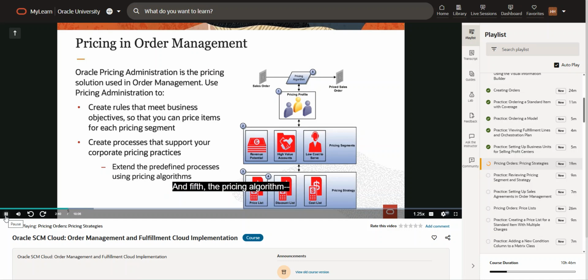And fifth, the pricing algorithm. This is the engine behind the scenes. You configure how pricing administration actually calculates prices, including the use of algorithms and service mappings. The system is designed to be flexible so that you can extend these processes and tailor them for your own complex pricing scenarios. Setting these up gives you the control to align pricing practices with your company's goals and the needs of your customers.